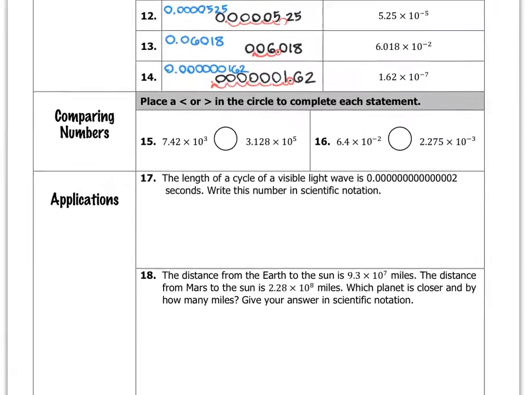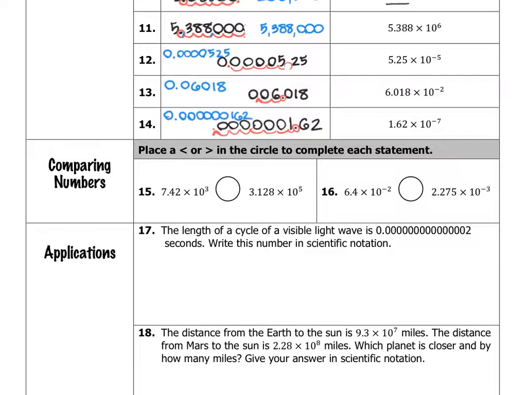All right, and these last few examples, we're just going to compare these numbers. So on number 15, we have 2 numbers here that we're comparing, 7.42 times 10 to the 3rd and 3.128 times 10 to the 5th. We'll take a look at both of these numbers. Since they're both written correctly in scientific notation, both this number and this number are between 1 and 10, all you have to compare are the exponents on the powers of 10. The larger the exponent, the larger the number. Okay, 3.128 times 10 to the 5th power is going to be larger than 7.42 times 10 to the 3rd. So as long as you're correctly written in scientific notation, it's the exponents you're comparing, and since 5 is larger than 3, this will be a less than sign. The number on the right is bigger than the one on the left, so we use a less than sign.